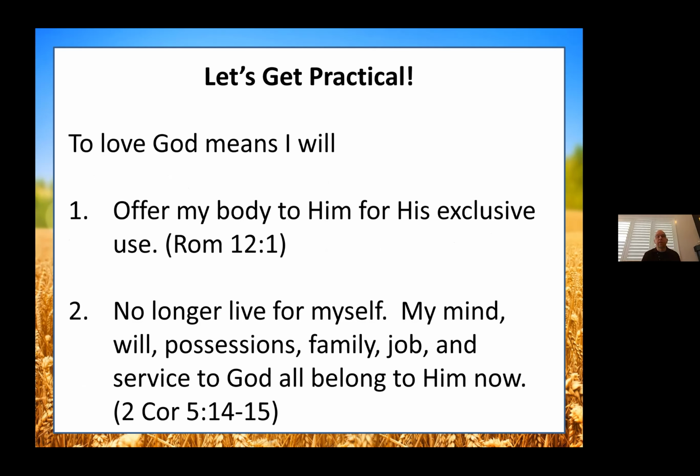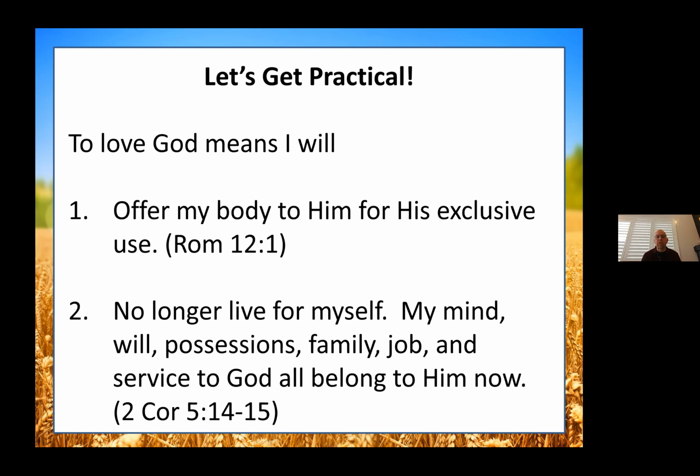So let's get practical. How does this practically work out? What did the New Testament church do? What should we do as the church in 2021? To love God means a few things. Number one, I will offer my body to him for his exclusive use. Romans 12:1, we've already talked about that. Living sacrifice. Lord, take my body. It's only reasonable in light of what you've done for me.